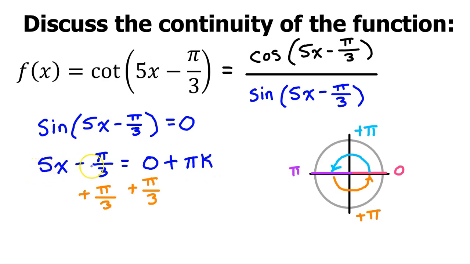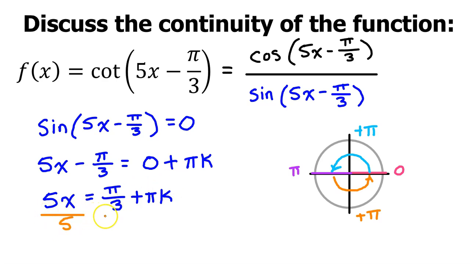Now we just have to solve this equation for x. We begin by adding pi over 3 to both sides of the equation. On the right-hand side, we are just adding 0 plus pi over 3, which of course is pi over 3. So now we have 5x equals pi over 3 plus pi k, where k is any integer. To get x by itself, we need to divide both sides of the equation by 5.